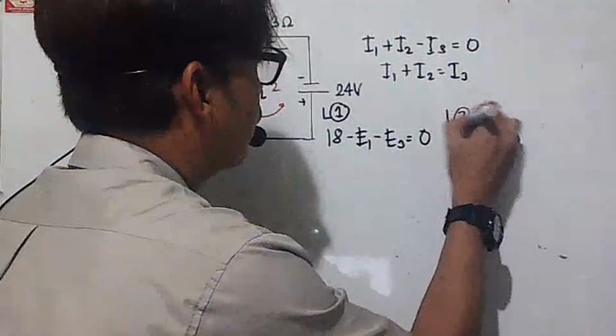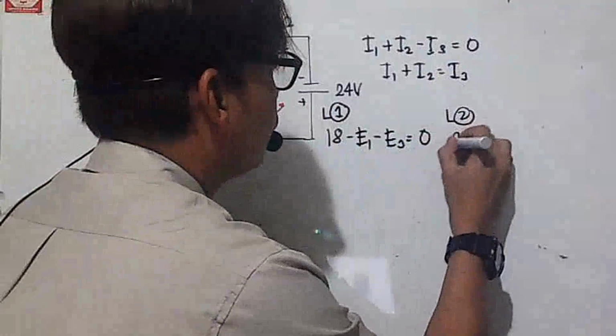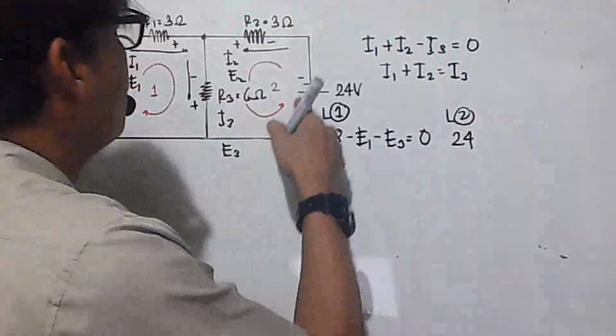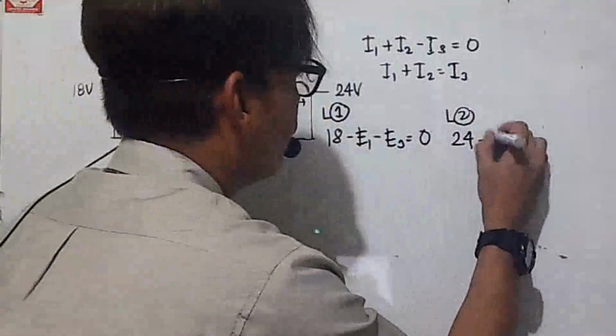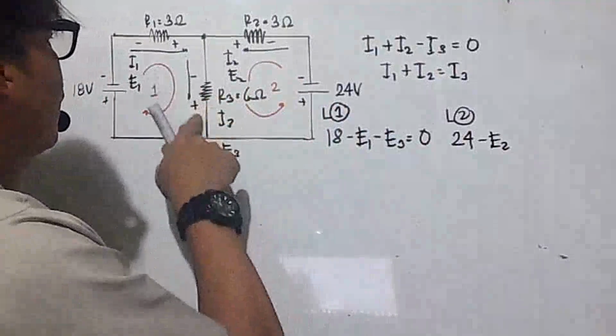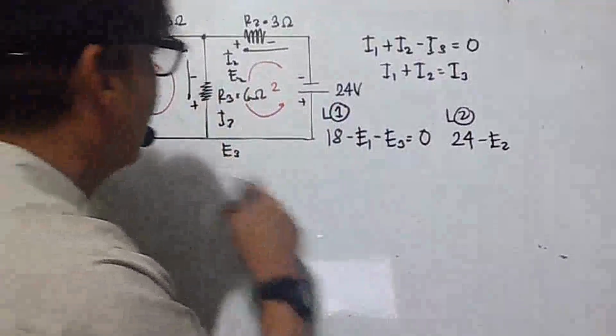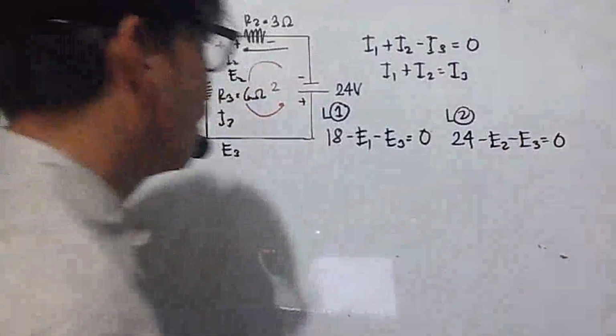In loop 2, the second loop, here it hits positive, so 24 volts is positive. Going up, negative, so E2 here is negative, minus E2. And then going down again, it hits negative R3, so the voltage is negative. So it is negative E3 is equal to 0.